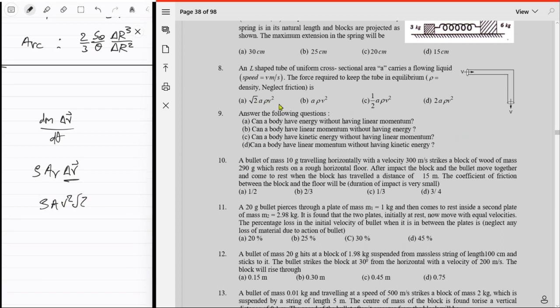So rho a, okay, what's a? Cross-section area A. So instead of having capital A, we're using small a. Okay, rho a v squared square root of 2. Yes, so a is the thing. Next question.